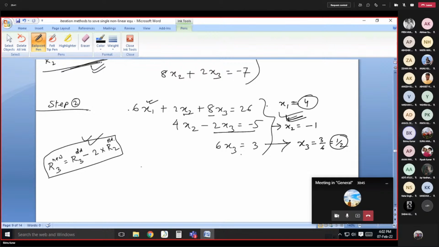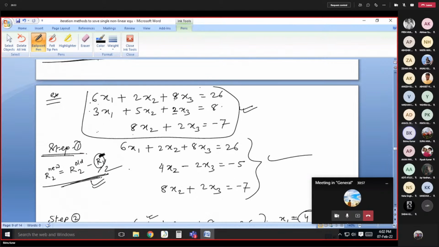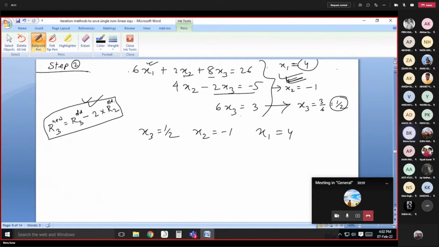So these are the solution. x1 is 4. In this method, the last value comes out first. So x3 is half, x2 is minus 1, x1 is 4. If you put these values in the main equation, every equation will be satisfied. This is the solution, and that is the exact solution also.